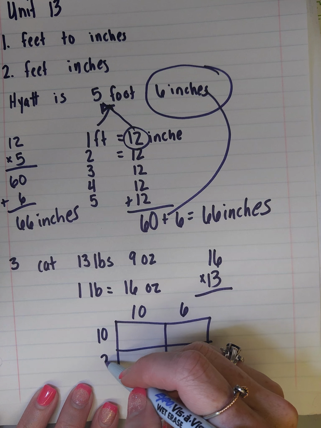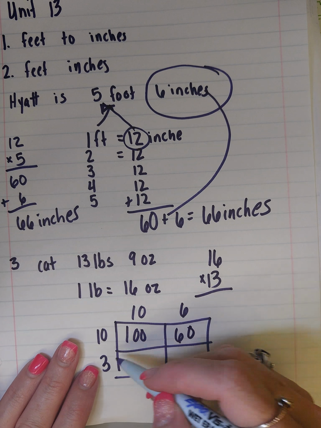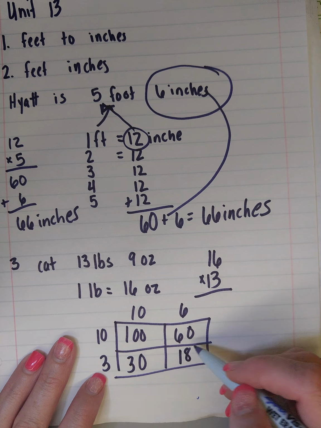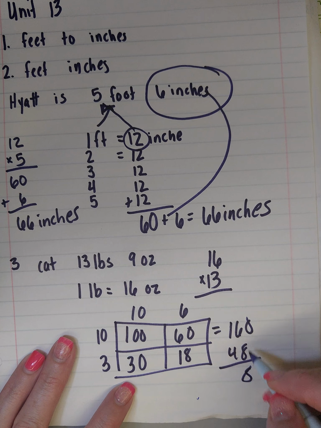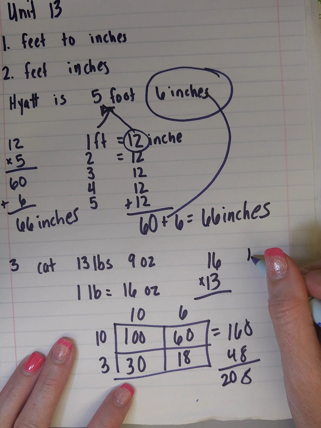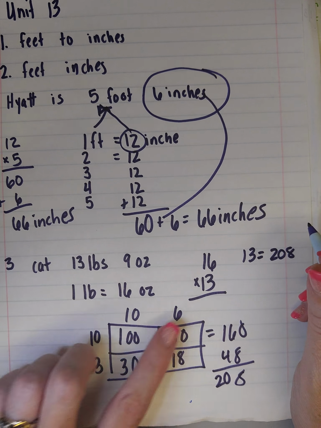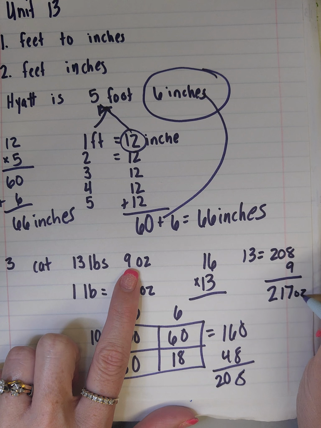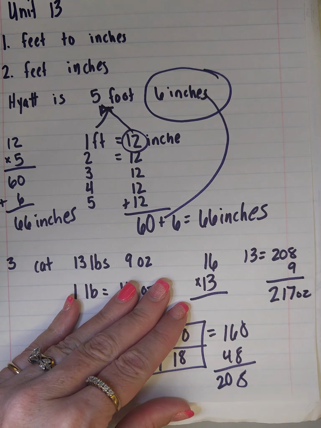10 and 6, 10 and 3, 1 and 1 is 1, 2 zeros, 1 and 6 is 6 and 1 0, 1 and 3 is 3 and 1 0, 3 and 6 is 18, that's 160, that's 48, so that's 208 ounces, so 13 pounds is equal to 208 ounces, and then I would add my 9 ounces that I already have. So my cat weighs 217 ounces. That's very similar to what you'd be doing on the test.